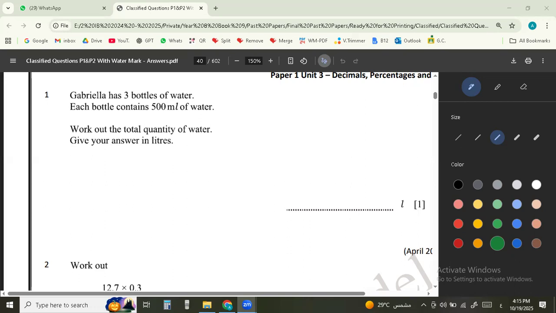Gabriella has 3 bottles of water. Each bottle contains 500 milliliters of water. Work out the total quantity of water. Give your answer in liters.